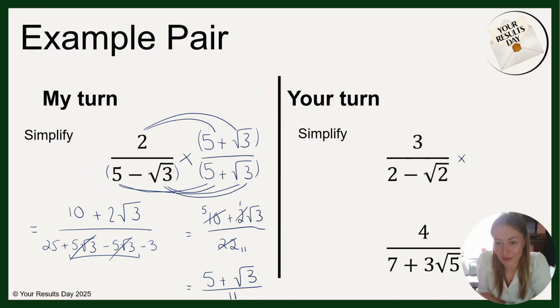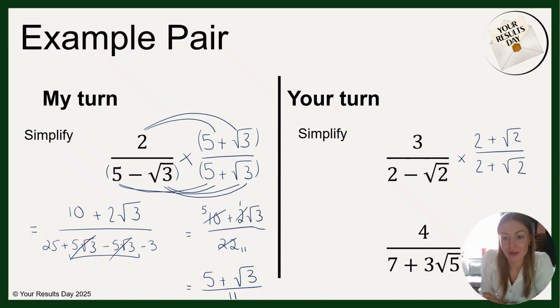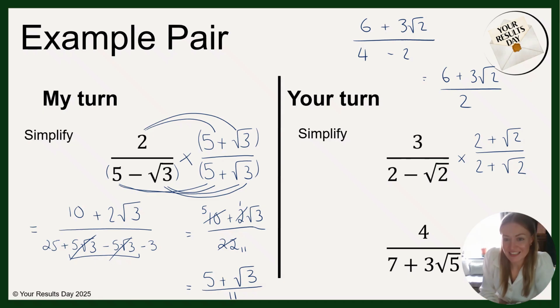So we're going to be multiplying by 2 plus root 2 over 2 plus root 2. I'm going to do my working out at the top. So this will get me 6 plus 3 root 2 over 4. Now I know already that those middle terms are going to cancel out. So that just means I've got minus root 4, which would be minus 2. So that's going to get me 6 plus 3 root 2 over 2. And that is my final answer.